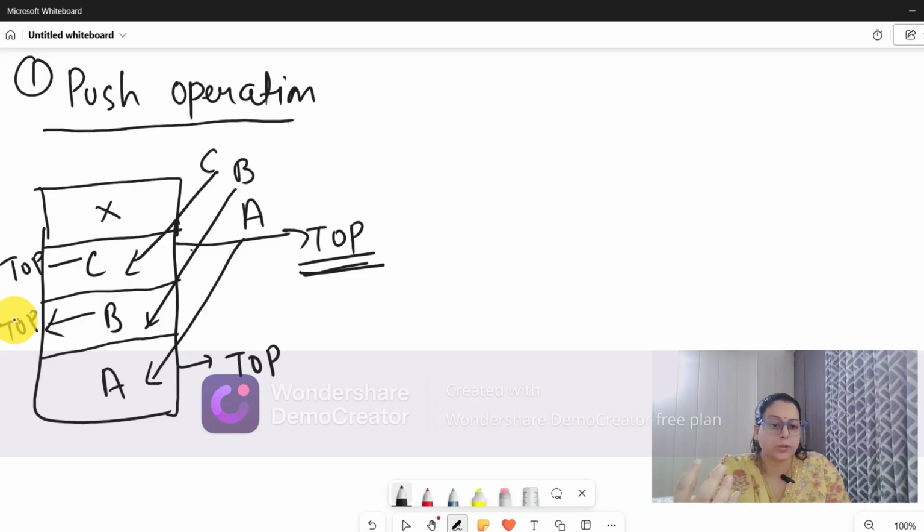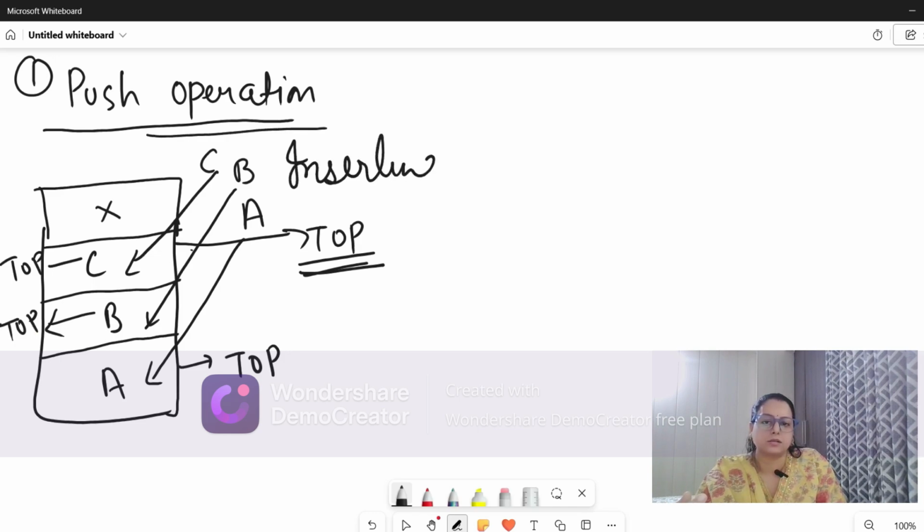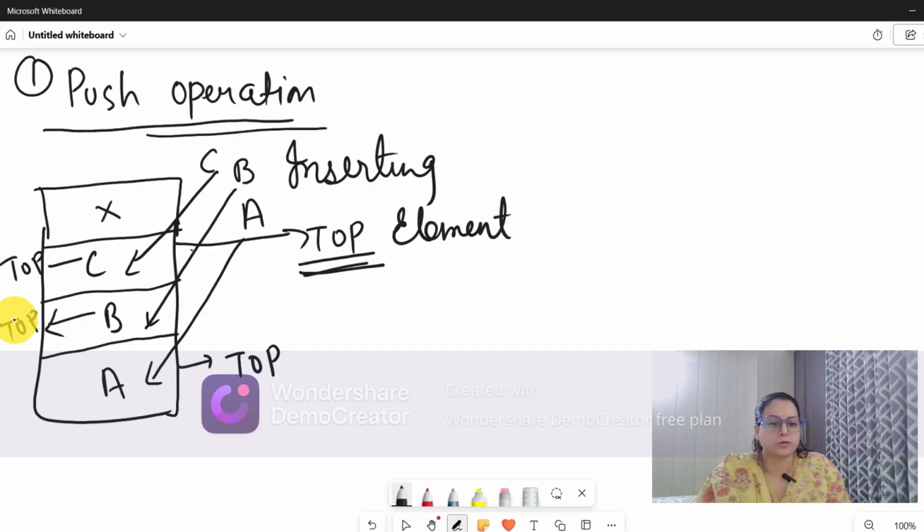So this is how insertion takes place in the push operation, and this insertion is only called push operation in a stack, meaning inserting the elements, nothing else. When we insert the element, it goes in from the bottom, and the topmost element will be removed first when we have to delete it.